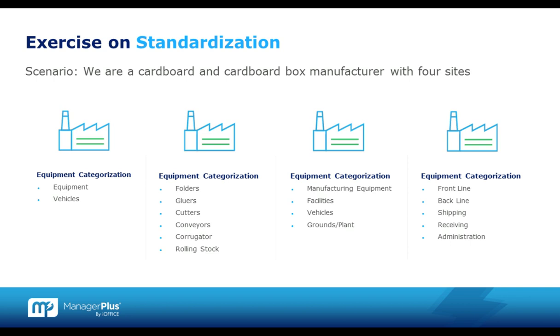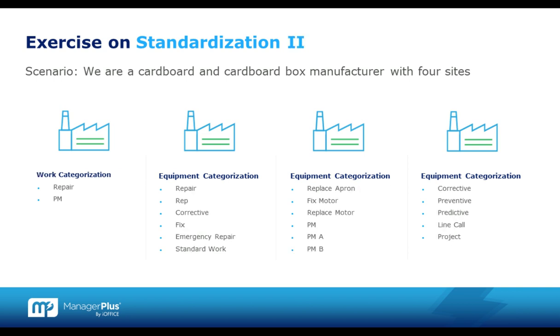I'm going to do the example again, but this time we're going to do it by the way we classify work. All right, so plant number 1, they're simple folk over there. They classify things as simply repairs or PMs. In plant number 2, we're going to get a little more granular. We're going to see repair, rep, corrective, fix, emergency repair, and standard work. You may find issue with this one, and I hope you do.